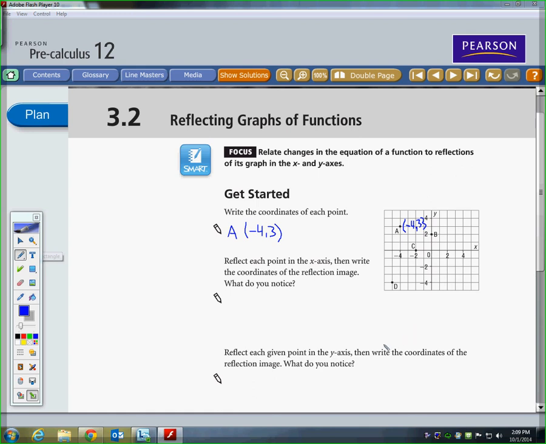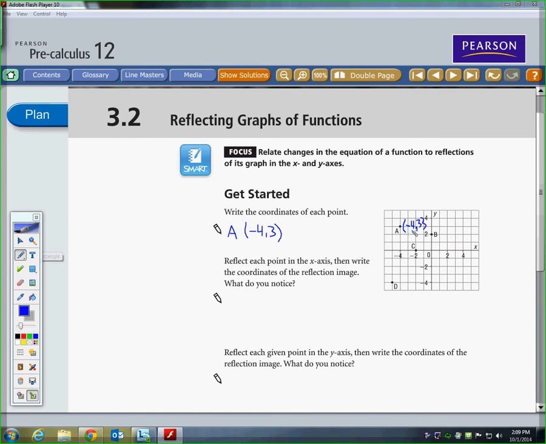Hi, today's lesson is about reflecting graphs of functions. Really all that means is reflecting over the x-axis and the y-axis. If we take a look at the get started, they're asking us to write the coordinates of each of those points A, B, C, and D. We're just going to do A, and I already wrote it out.